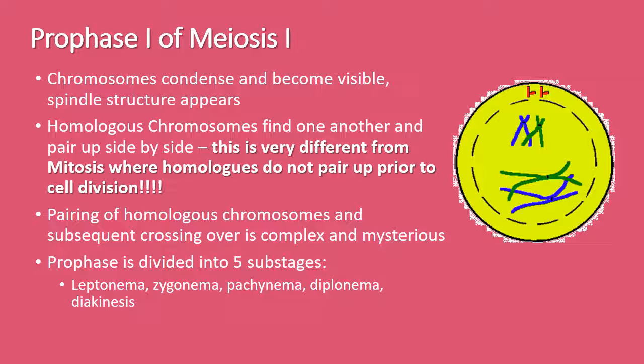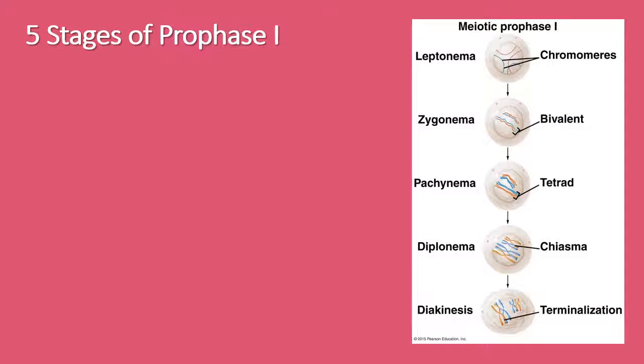And so prophase 1 is divided into 5 substages called leptonema, zygonema, pachynema, diplonema, and diakinesis. Now, I'm not going to expect you guys to tell me exactly what happens in each individual substage, because it's all kind of a continuous process anyway, but we're going to go through all those substages so you can see what happens overall during prophase 1.